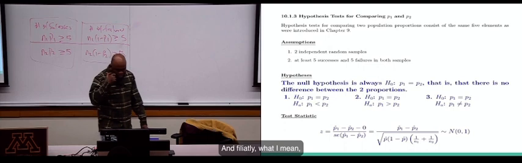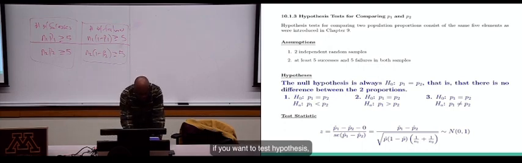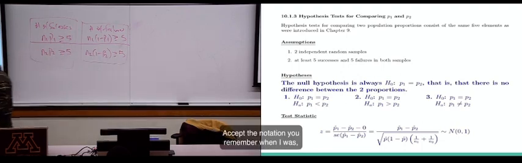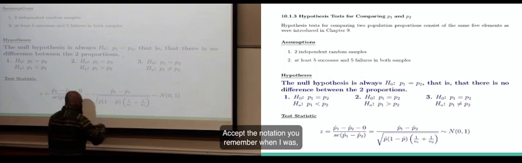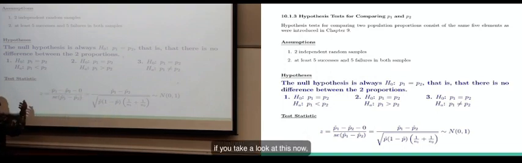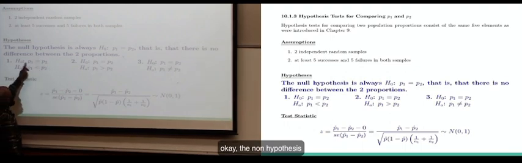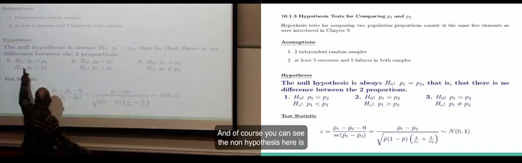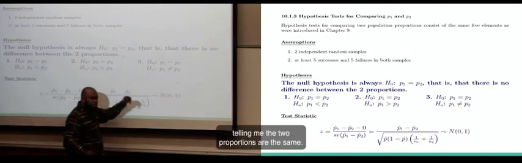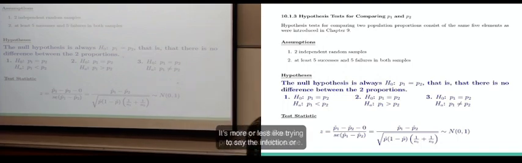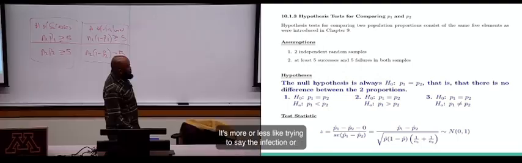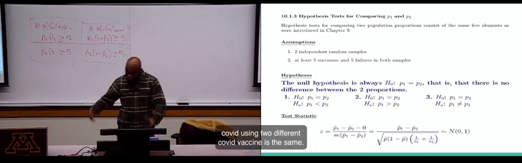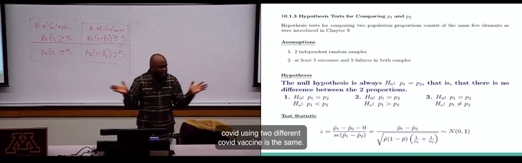So that's exactly what I mean. Now, if we want to test a hypothesis, it's just going to look the same, except for the notation. If you take a look at this now, the null hypothesis is always going to be an equality sign. And of course, you can see the null hypothesis here is telling me the two proportions are the same. It's more or less like trying to say the ability to prevent COVID using two different COVID vaccines is the same.